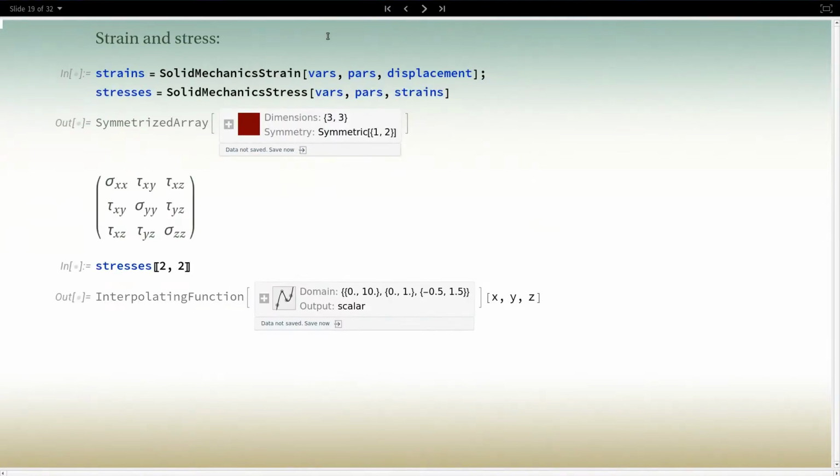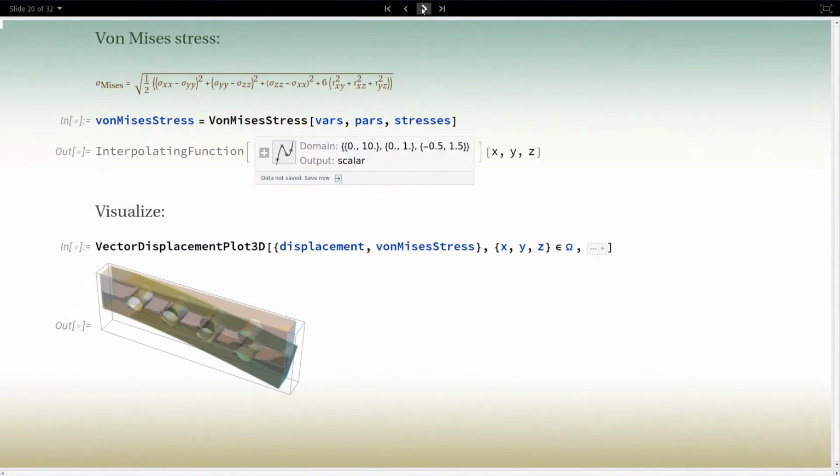And now what you typically do is you compute the strain from the displacement and the stress from the strains. This is going to give you a symmetrized array of the complete stress tensor. Now, this thing is very hard to work with. I mean, you can extract the different components, that's not a problem, but it's conceptually hard to work with. And this is where the von Mises stress comes in.